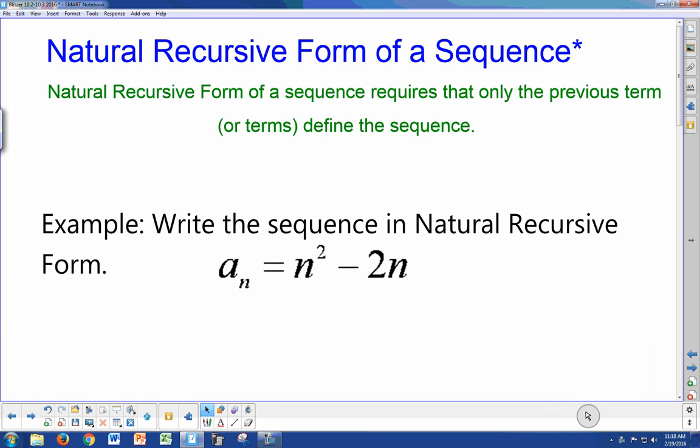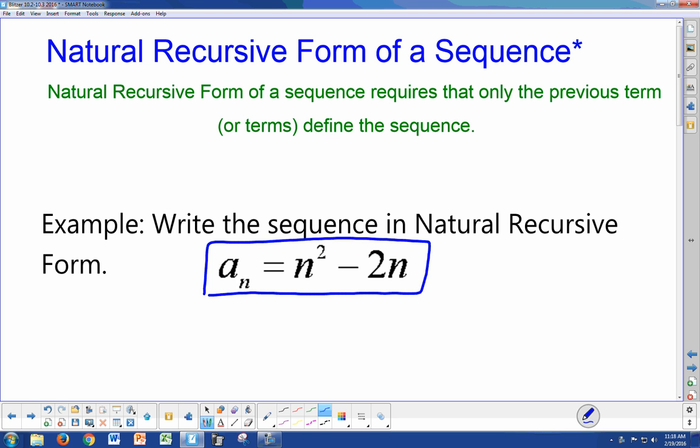Welcome back, everybody. Today we're looking at the second of a three-part series of videos on the natural recursive form of a sequence. So once again, we're having a series of videos on sequences. But this is recursive form, and in the last video we did look very closely at what the recursive notation for this one is. Let me just write it out for you above here.